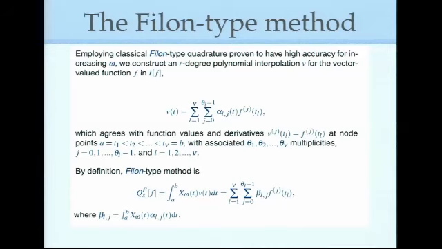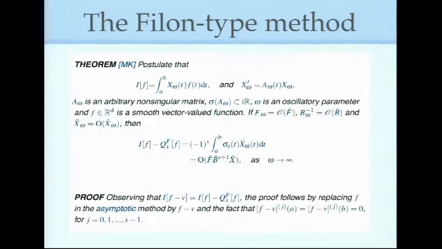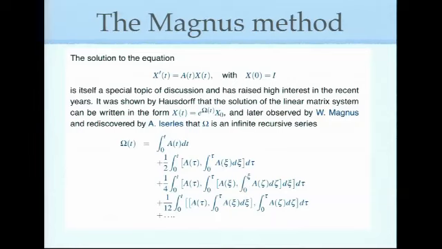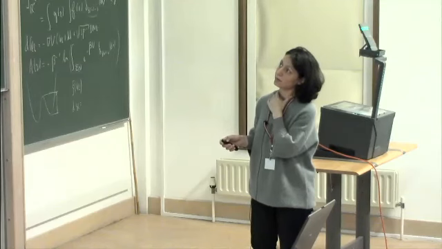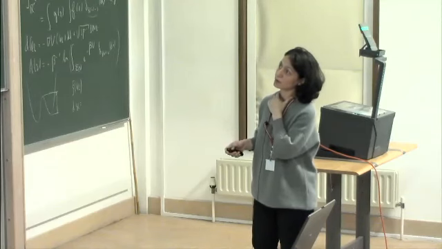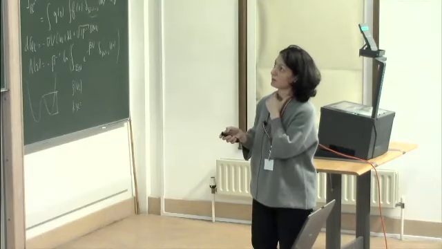And similarly, you can extend the Filon type method, obtaining exactly the same asymptotic order for the Filon type method, and coming to the fact that, okay, you can solve it, you can write it theoretically, but you have to solve the matrix exponential, and we know that it was shown by Magnus that the solution can be written in the following form, where omega t itself satisfies the following nonlinear ODE.